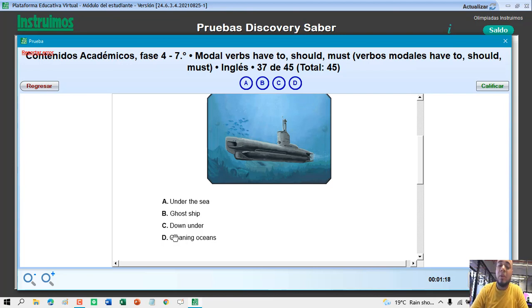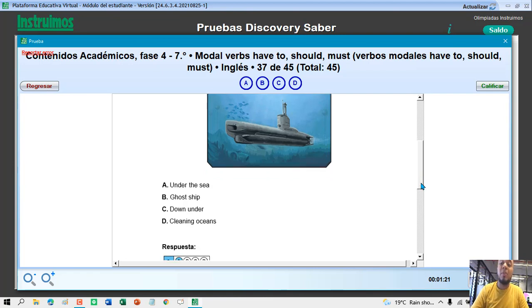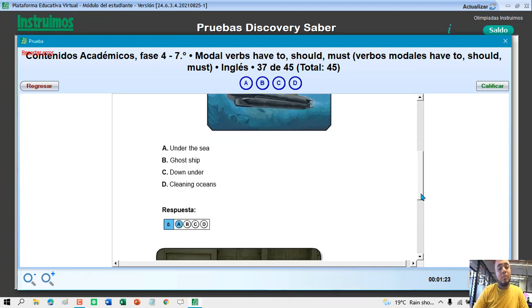So what you have to do is to click on the correct answer, which is going to be the A option. So the correct option is the A one. So let's start with this question.